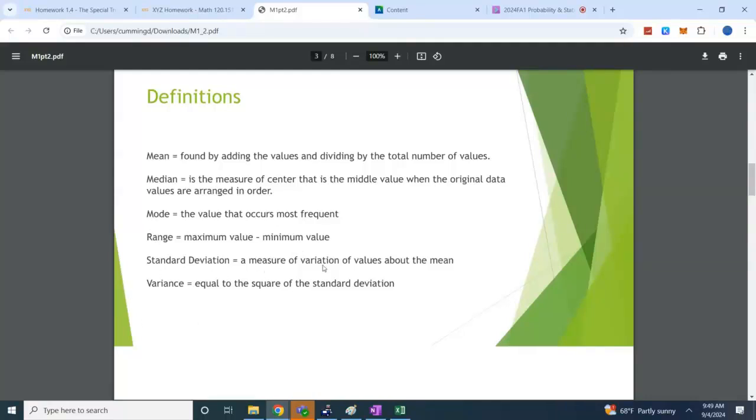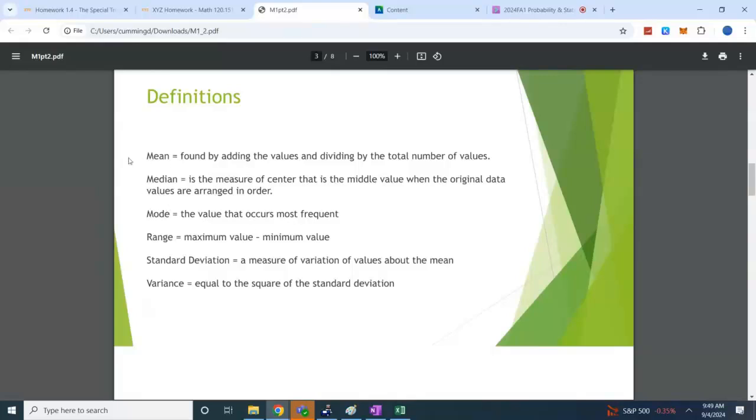The standard deviation is a measure of variation of values about the mean. And then we have the variance. The variance is equal to the square of the standard deviation. All right. Now, as far as the mean, we've probably seen the mean before. The median, we're going to arrange the values in order to pull out the middlemost value. The mode is the number that occurs most often.